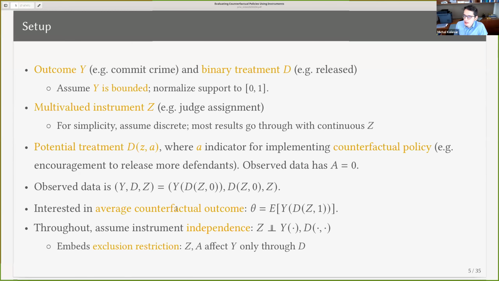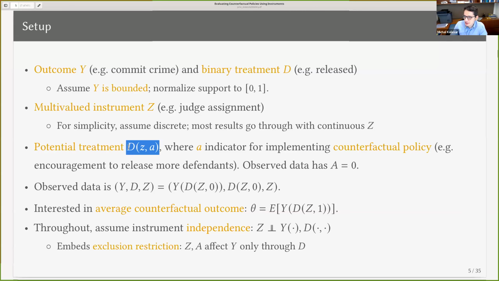So we're going to observe an outcome y and a binary treatment. Throughout the talk, I'll use this judge example as a running example. So you can think of the outcome as, in the simplest case, a binary outcome, whether the defendant commits a crime. Treatment is whether they're released or not by the judge. There's going to be a multivariate instrument, so there are going to be many judges that I am going to be assigned to.